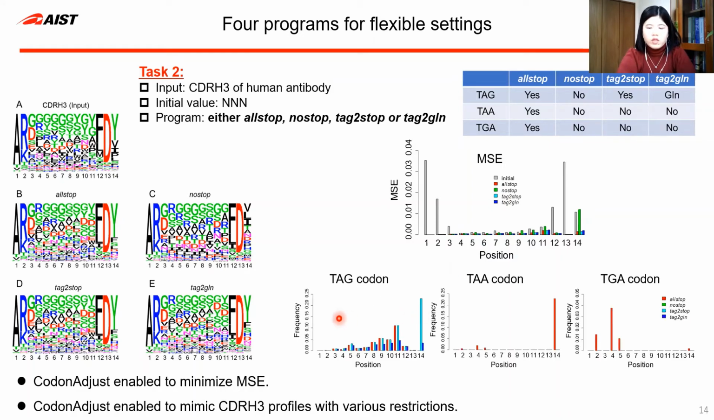Here are frequency of TAZ, TAA, and TZA. We confirm that this codon appear in the output when being allowed and disappear when being restricted. Taken together, the results show that codon adjust work correctly as setting.